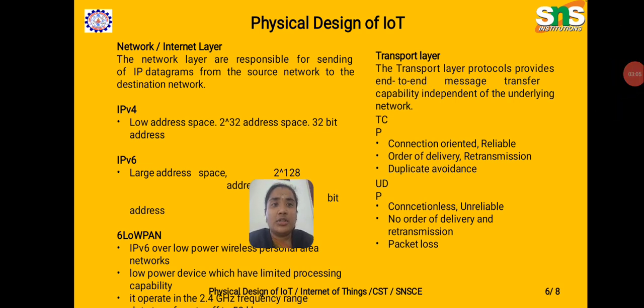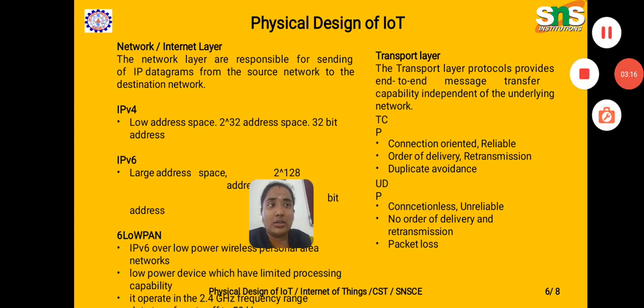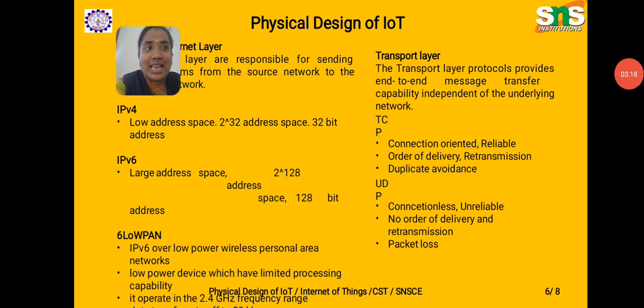Network layer protocols are responsible for sending IP datagrams from the source network to the destination network. IPv4 has a low address space, 2 power 32, with 32-bit addresses. IPv6 has a larger address space, 2 power 128, with 128-bit addresses. 6LoWPAN is IPv6 over low power wireless personal area network, for low power devices which have limited processing capabilities.